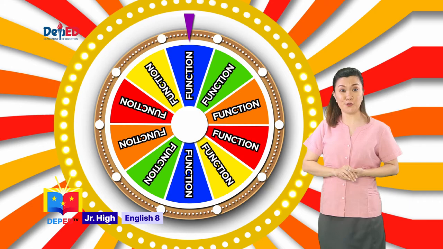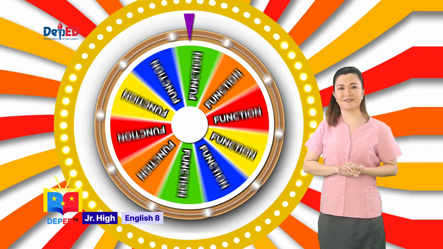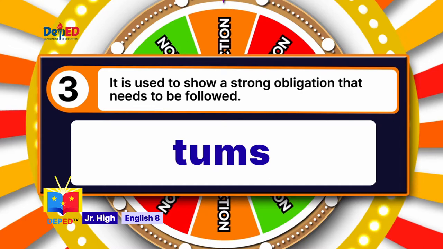Number 2. This modal is also used to give a suggestion, but more insistent than the modal could. The answer is should. Number 3. It is used to show a strong obligation that needs to be followed. The correct answer is must.